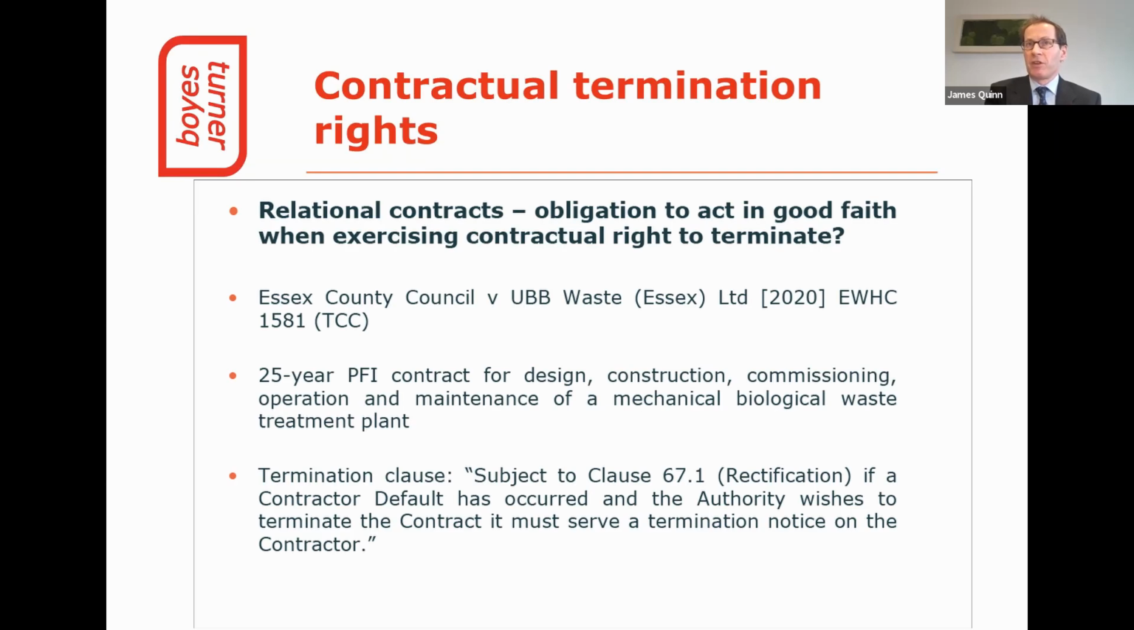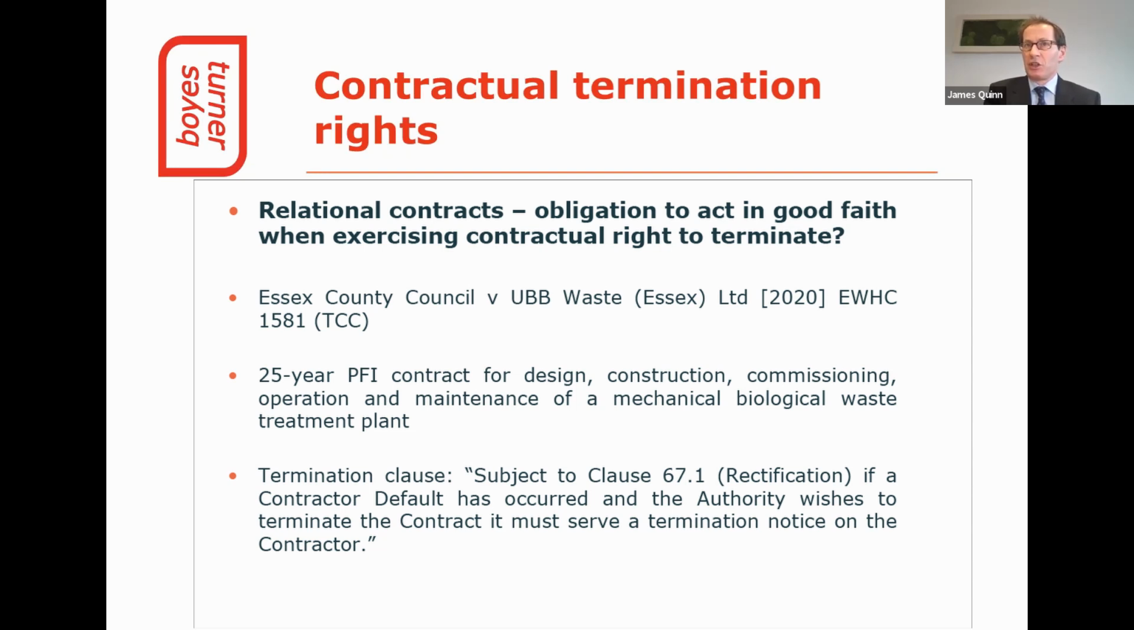It concerned a long-term PFI contract entered into in 2012 between Essex County Council and its contractor UBB Waste for the design, construction, commissioning, operation and maintenance of a mechanical biological waste treatment plant. The plant was to be used for the processing of household waste. During the commissioning phase of the works, the plant failed a series of acceptance tests on the performance of the plant. UBB put forward a series of suggested steps to overcome the performance issues with the aim of passing the acceptance tests. However, this was unsuccessful.